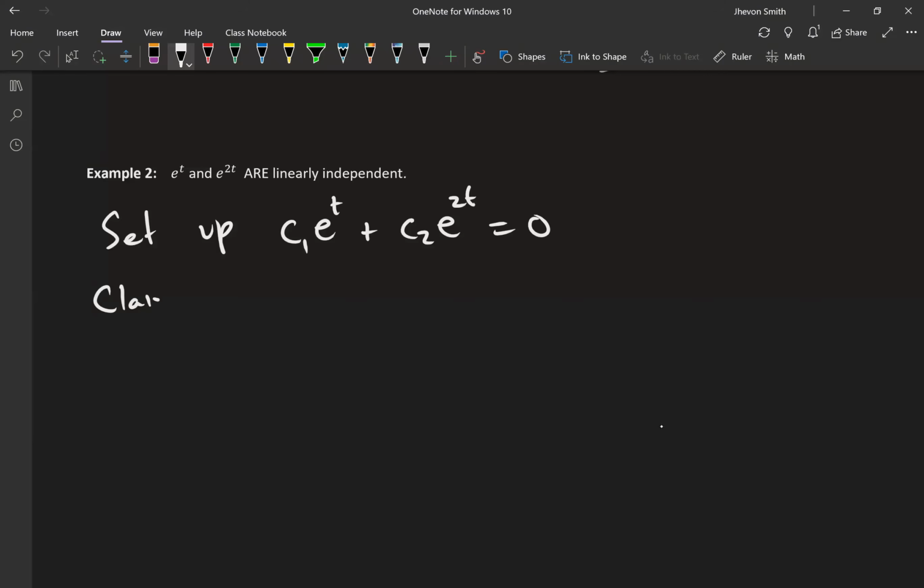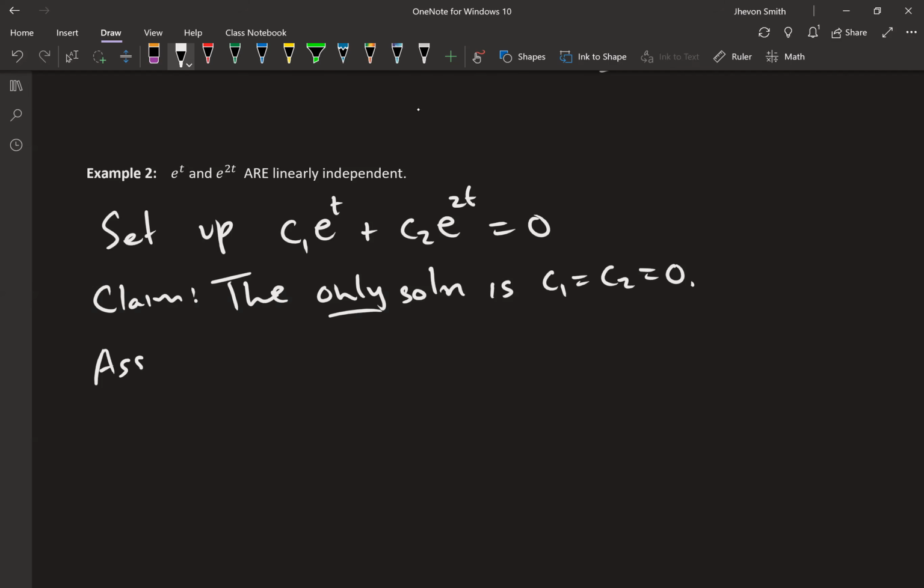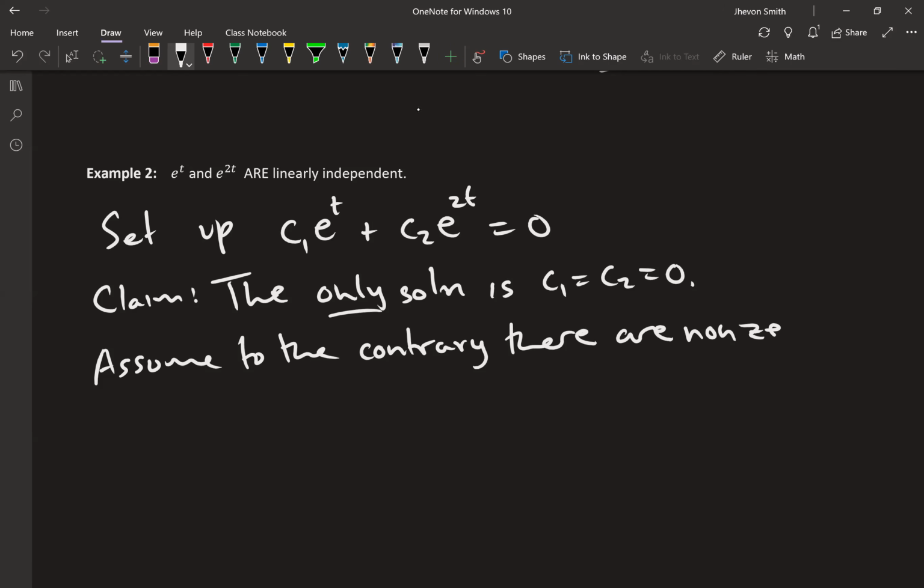I claim the only solution is c1 equals c2 equals 0. Assume to the contrary, it's not. If someone says, I don't believe you, I think I can find non-zero solutions to this equation, then assume to the contrary that there are non-zero solutions. So I say, you know what, c1 equals c2 equals 0 are the only solutions. And someone says, I don't believe you, I think we can find non-zero solutions. And I'm like, okay, go ahead, find them.